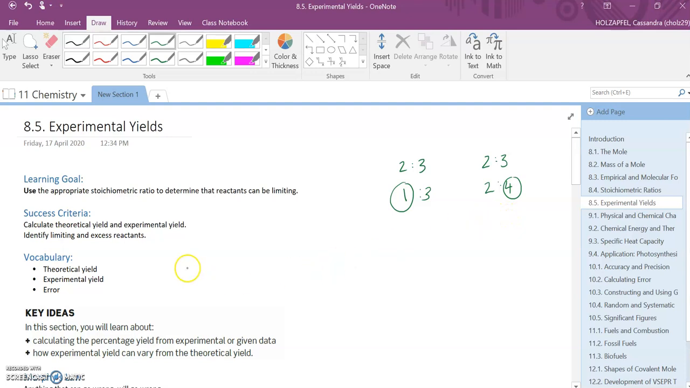Quite often when we're talking about excess reactants, we're talking about things reacting in the presence of oxygen, because when you're doing an experiment in the room, there's not an infinite amount of oxygen in the room, but you're not likely to run out of oxygen. It's much more likely that you're going to be limited by the reactants that you have on hand.